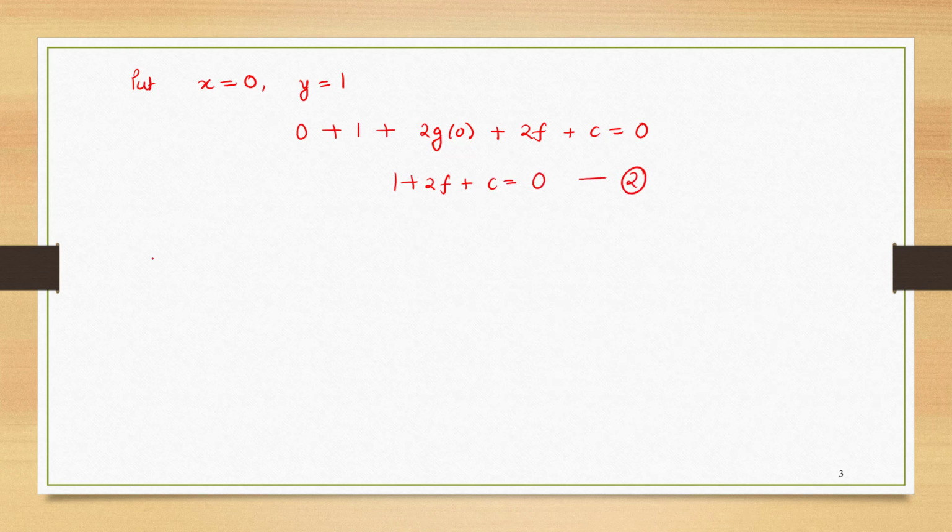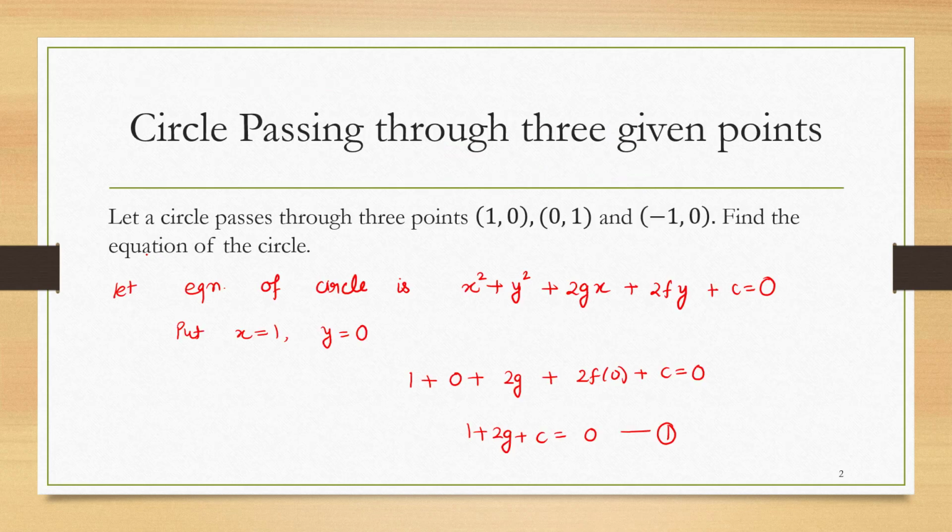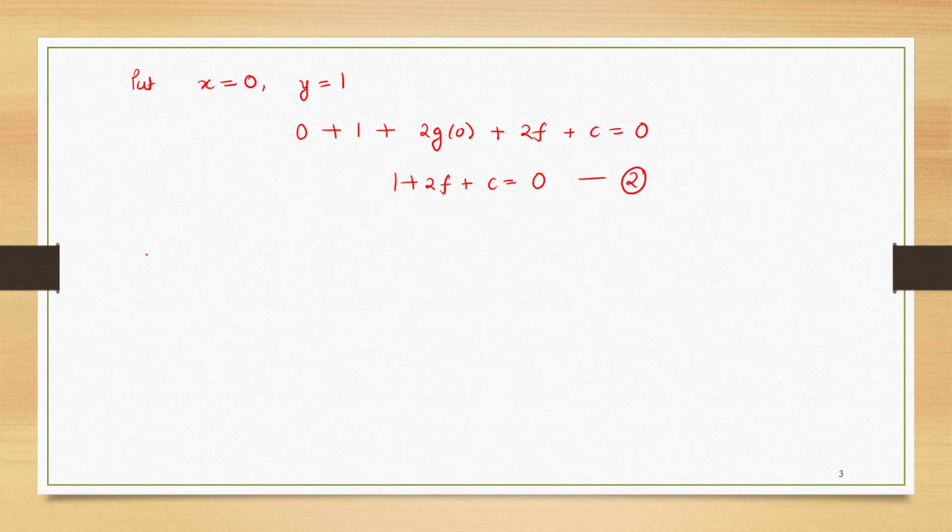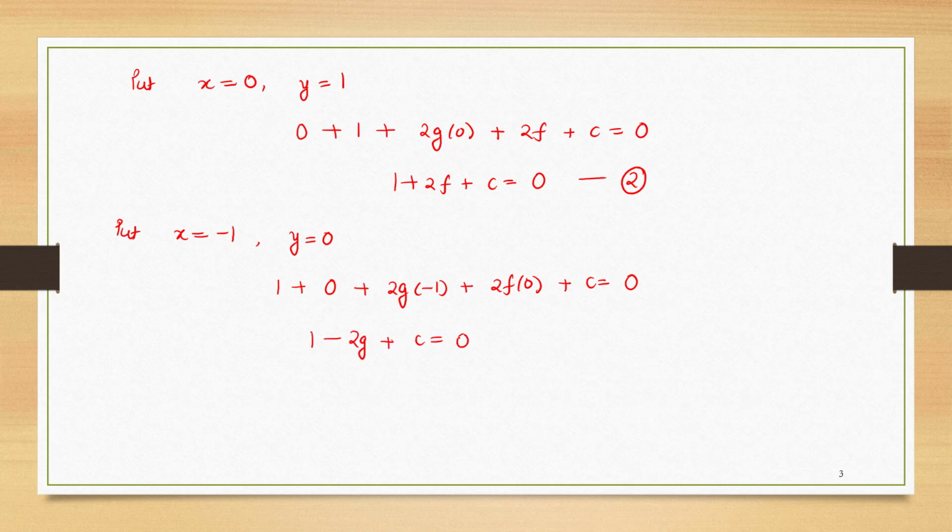Equation number 2. Again, it passes through the third point (-1, 0). So put x equal to -1 and y equal to 0. Then x² + y² + 2gx + 2fy + c = 0, that is 1 - 2g + c = 0. Equation number 3. Now we do equation 2 minus equation 1.